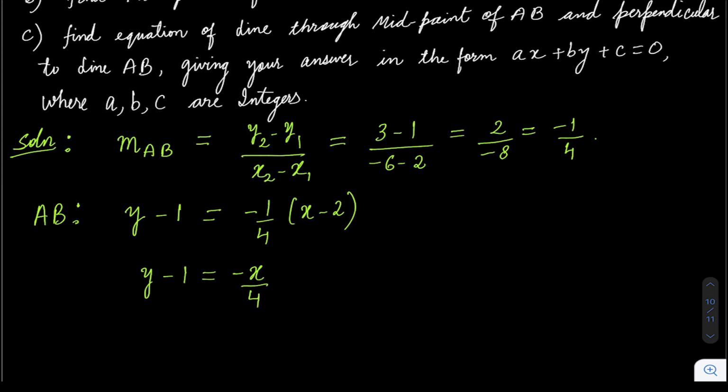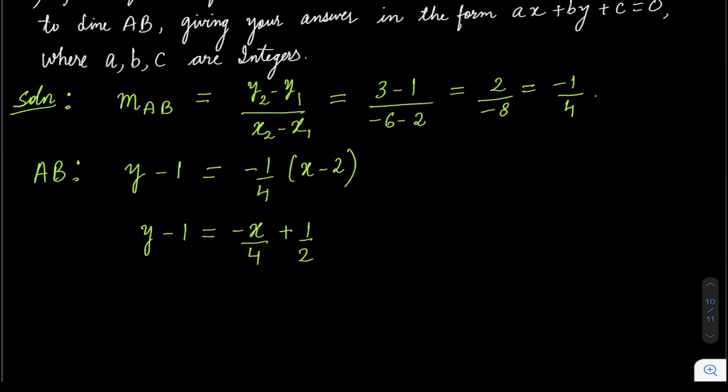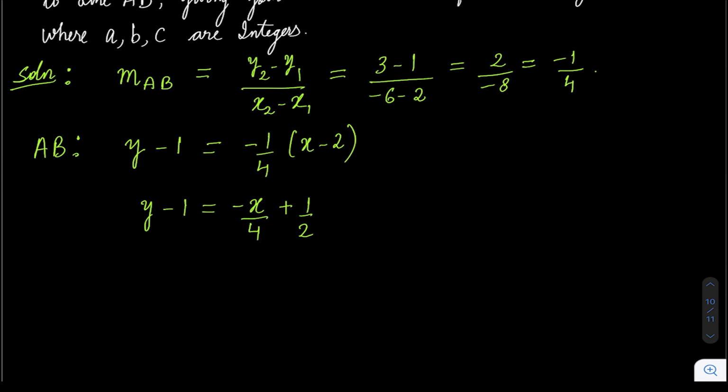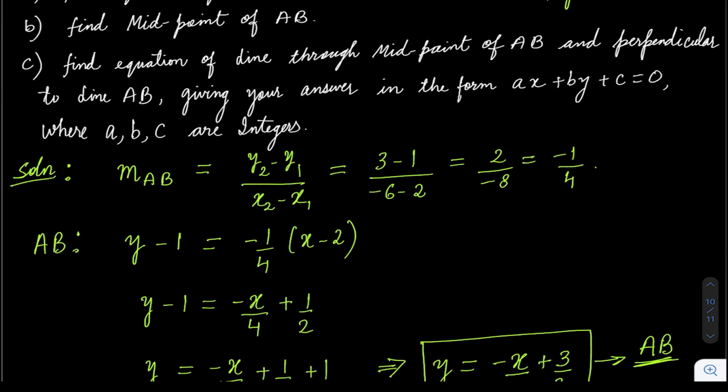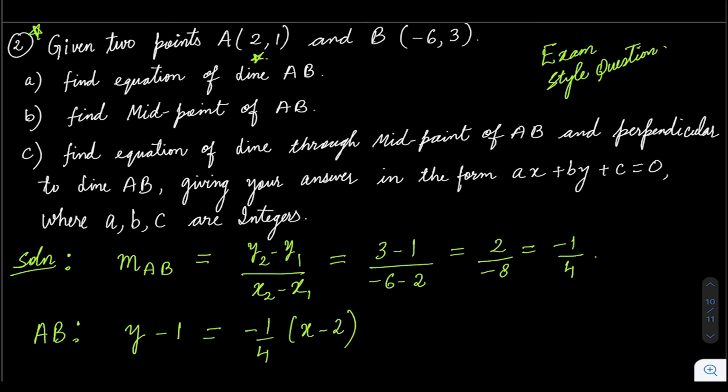So y minus 1 equals minus x over 4 plus 1 over 2. I am expanding the bracket. So let's simplify this further to get the final answer. So y equals minus x over 4 plus 1 over 2 plus 1. So my final answer for the first part is y equals minus x over 4 plus 3 over 2. This is the equation of line AB containing the points A and B. So this is the first part.